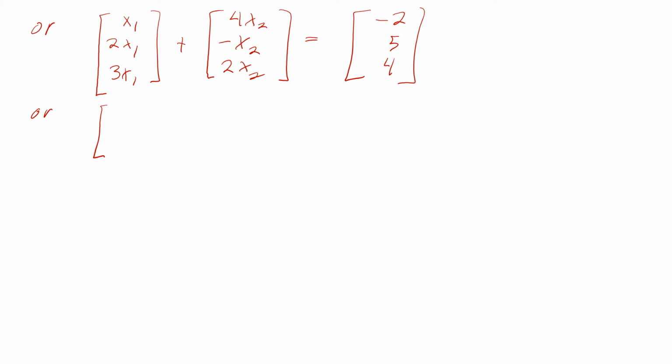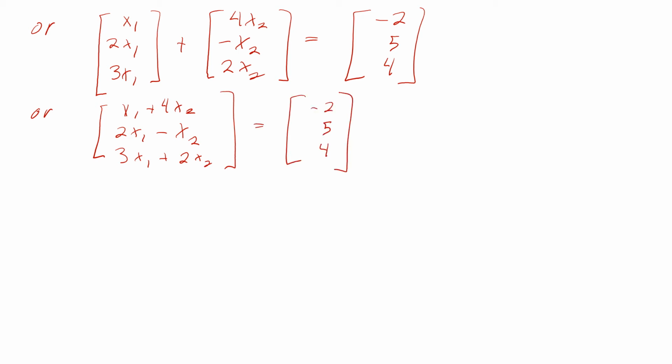Now we can add these vectors. x1 plus 4x2, 2x1 plus, that one's a minus, minus x2, 3x1 plus 2x2. We're asking, is that equal to negative 2, 5, and 4 for some x1 and x2?